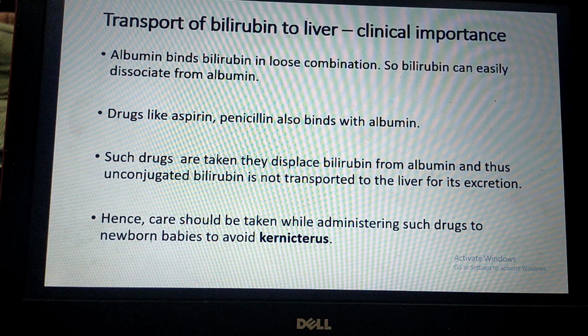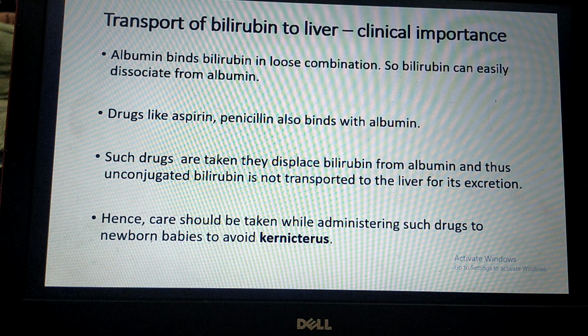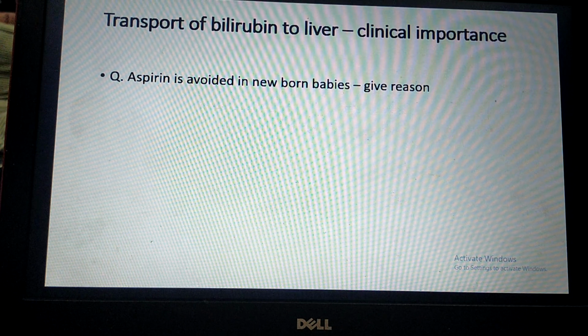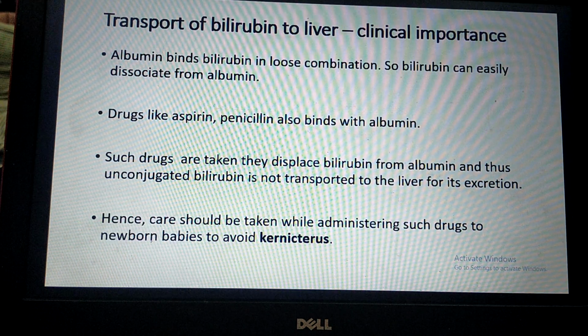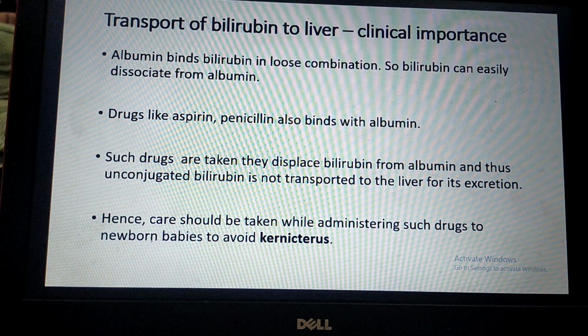This aspirin binds with albumin and displaces the bilirubin from the albumin binding site, and hence unconjugated bilirubin is not transported to the liver for excretion. It gets accumulated in the body, and hence aspirin should be avoided in newborn babies, because the chances of this unconjugated bilirubin crossing the blood-brain barrier and entering the brain, leading to kernicterus, are more.